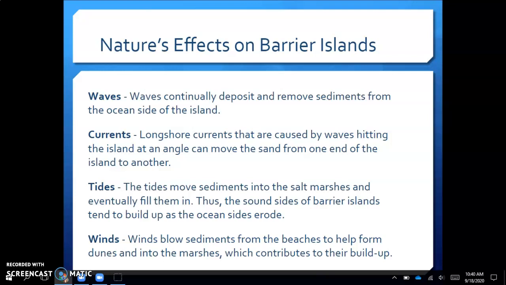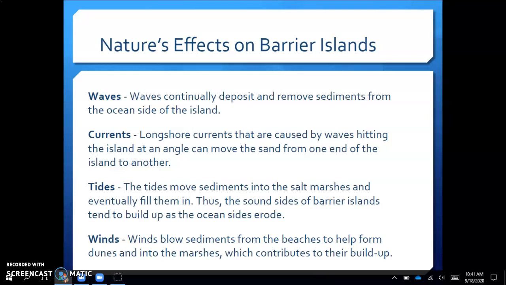So nature can affect barrier islands, and these are the different things in nature that can affect them. So waves will continually deposit and remove sediments from the ocean side of the island, so the side that faces the open ocean. Currents, longshore currents that are caused by waves hitting the island at an angle, can move the sand from one end of the island to another. So it's important to know that barrier islands are always changing. They do not stay still, and they can change actually very quickly.